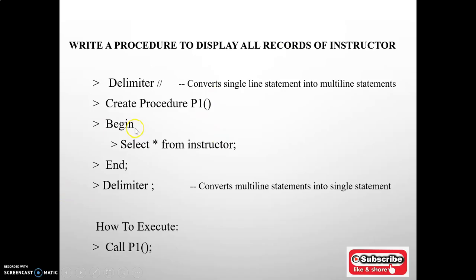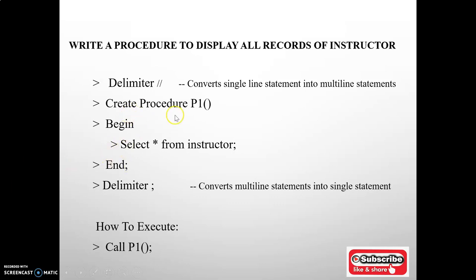So this is the procedure to be written in MySQL. Whenever we execute PL code block in SQL, it is very necessary to start with delimiter space double slash. It means it converts single line statement into multi-line statement. What does it mean? Whenever we create procedure and use the semicolon, with the delimiter it does not come out from MySQL, and that procedure will be executed smoothly.